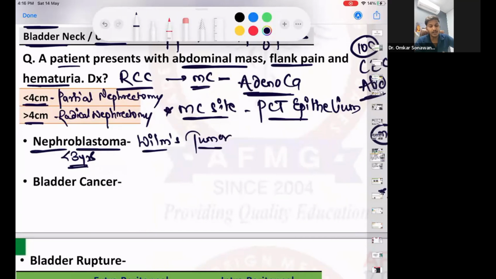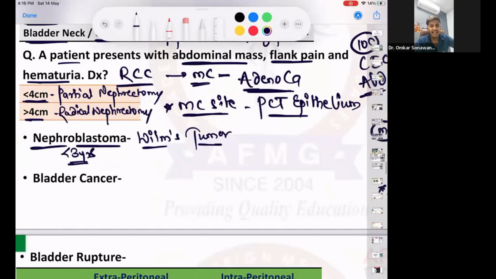Here also the features would remain the same. There would be abdominal mass, flank pain and hematuria. Abdominal lump or mass, it is one and the same thing. Flank pain and hematuria in the child.